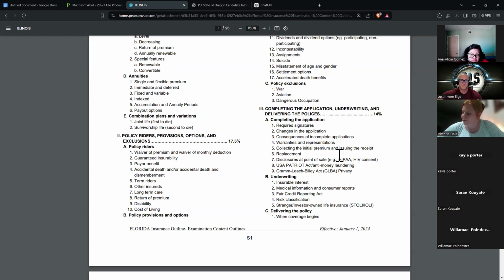Disclosures at point of sale. So HIPAA, it's like the Health Insurance Portability Act or something like that. It just says they can't give your private information out. If you give them your health info, they can't share it with anybody else without your permission.